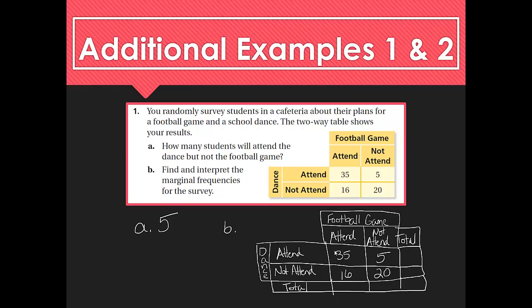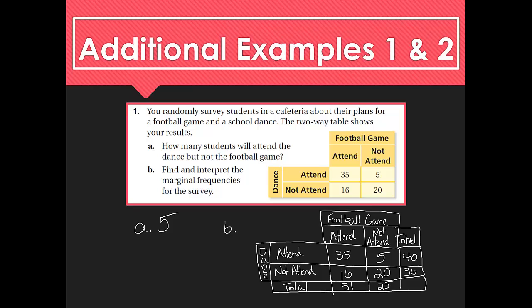So we can add 35 plus 16 to get our total for attending the football game. And 35 plus 16 is 51. For not attend, we can add 5 plus 20, and we get 25. Now for attending the dance, we'd have 35 plus 5, and that is 40. And then we'd have 16 and 20 for not attending the dance. And 16 plus 20 is 36.